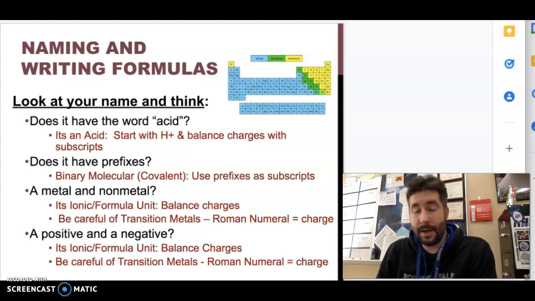Does it have a metal and a nonmetal, or a cation and an anion? Well, then you're going to do the charges and reduce and crisscross in order to get your formula. And watch out for those transition metals, the ones in the middle. Remember the Roman numeral is the positive charge. Same idea. Does it have a positive and a negative? Sometimes you have ammonium, which is all nonmetals, but it's still a cation. So use the back of that periodic table to help you with that. Be careful of those, but that's ionic.